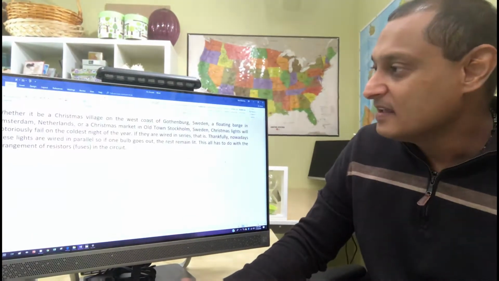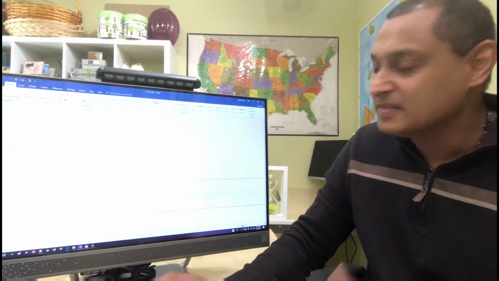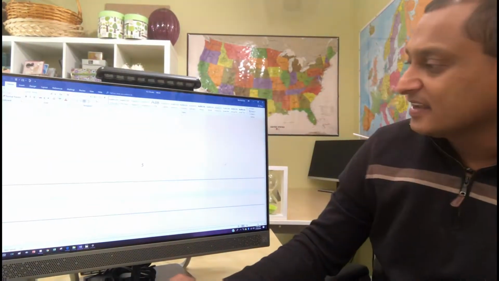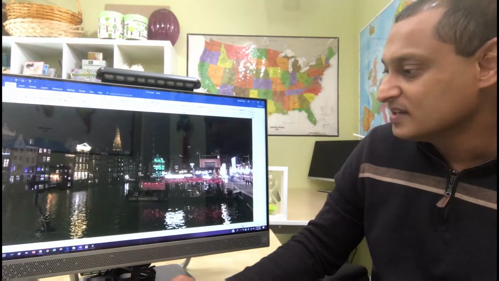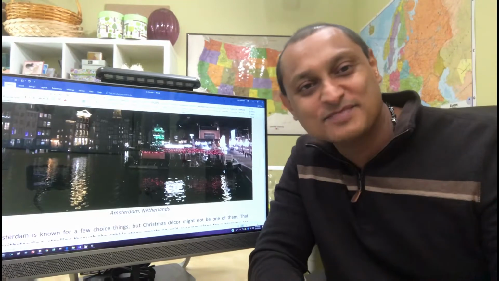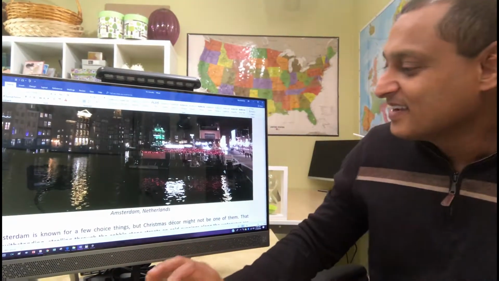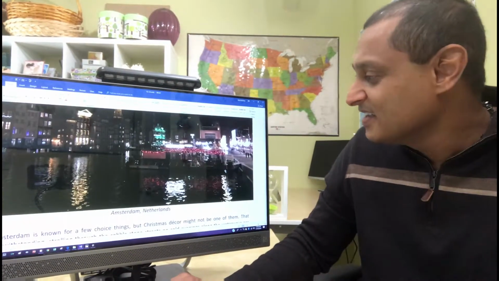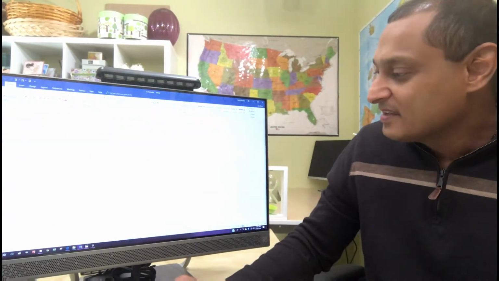Christmas market in Sweden. And based on how the power is generated and measured in Europe, for example, I showed a few more. This is in Amsterdam. Amsterdam is not really known for celebrations of Christmas. They're known for other choice things. But again, that's a different story.